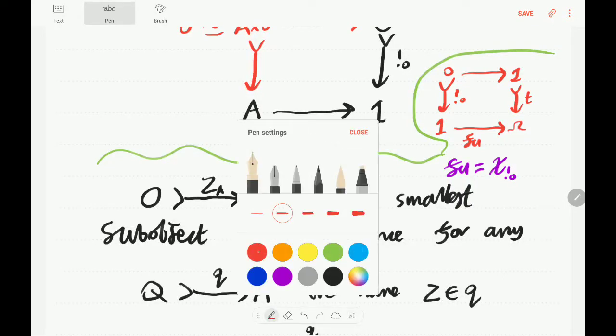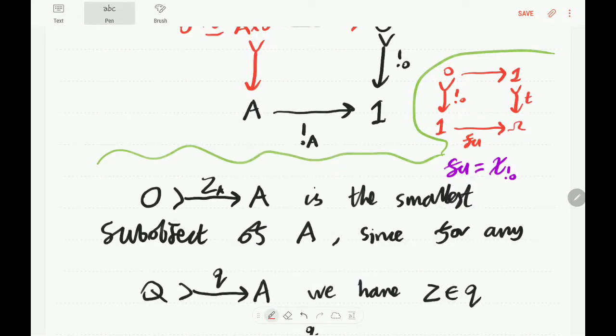Okay, so let's carry on talking about negation. So the conclusion of all this really is that the pullback of true along false is this unique arrow from the initial object to 1. So we could instead say that false is the classifying arrow of exclamation mark 0.